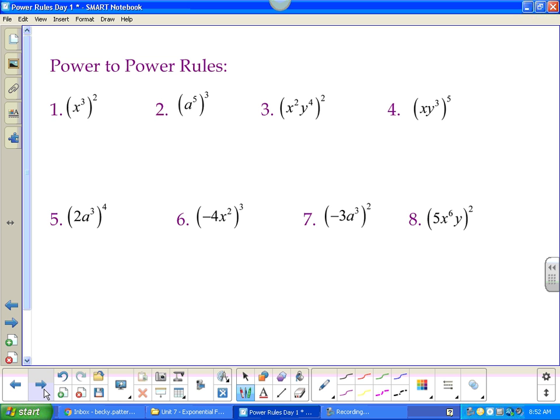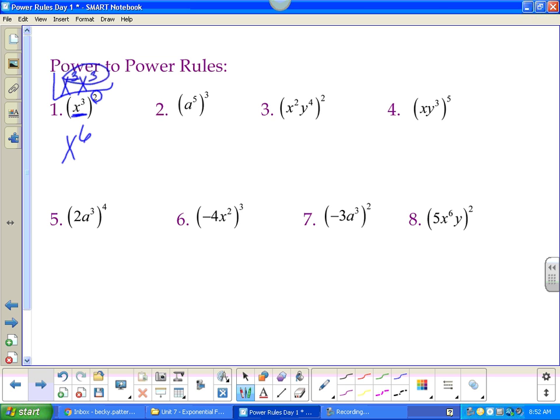Okay, now these are different because we have a power to a power. So when you do that, you're going to multiply, and here's why. This is saying that I have 2 x to the thirds. So I have an x to the 3rd and an x to the 3rd. And when you multiply, you add your powers. So that would be x to the 6th.